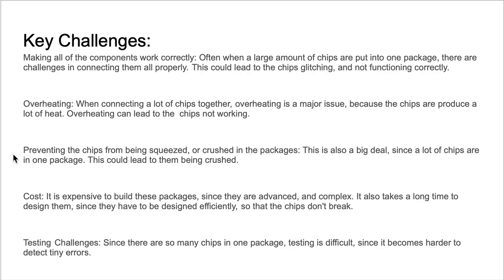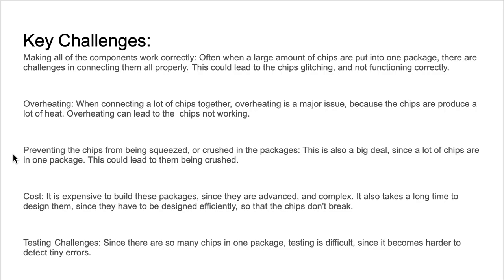There's also preventing the chips from being squeezed or crushed in the packages, like any damage that can be caused to the chips. The reason this could happen is because there's a lot of chips in one package, and they could get easily squeezed or crushed, and they're hard to make. They're expensive, so that'd be pretty bad. And if they get crushed, obviously they stop working.